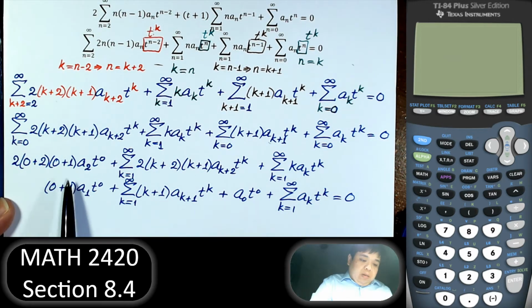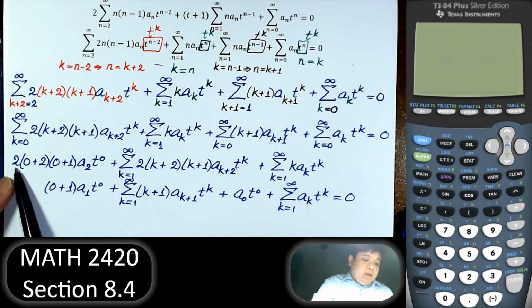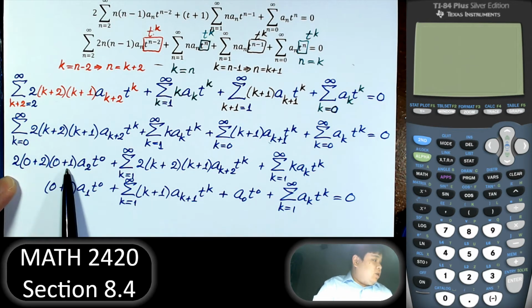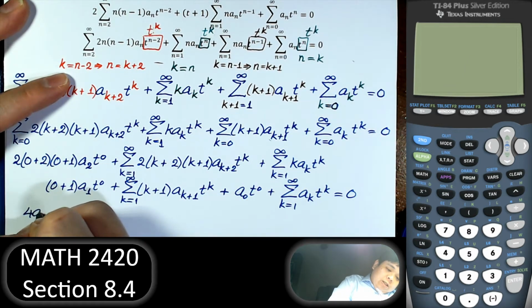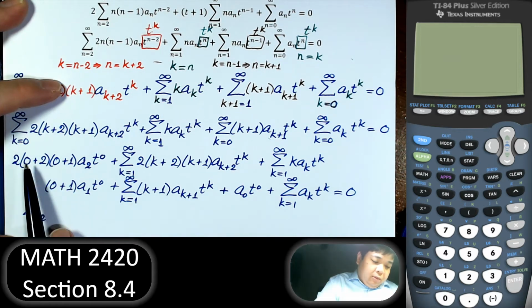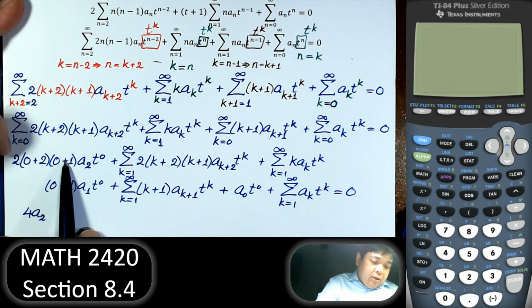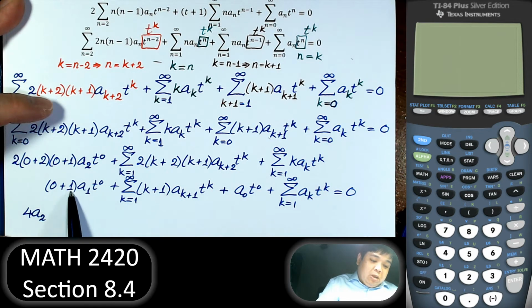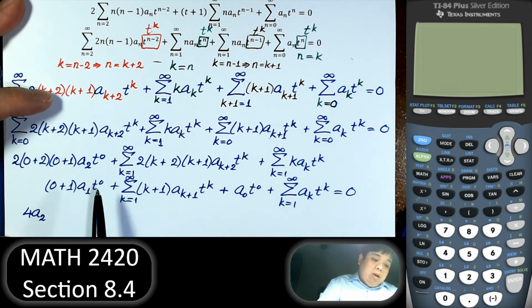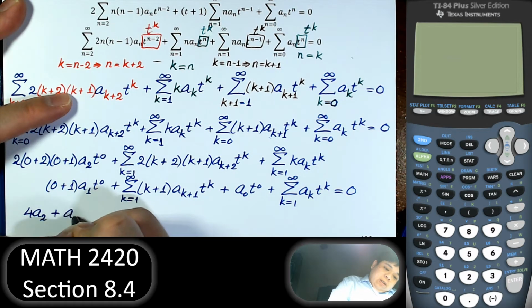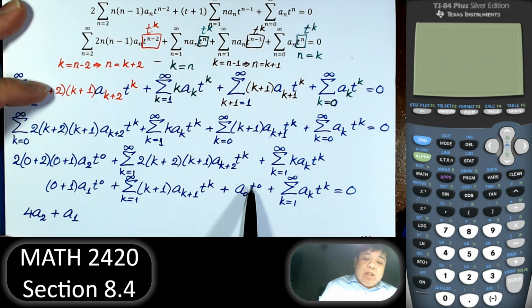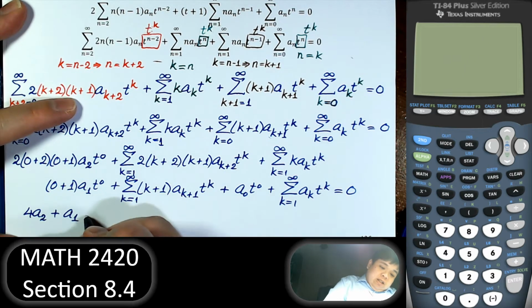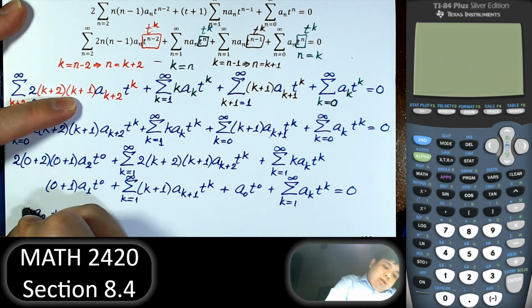Right, now let's group the isolated terms. We have 2 times 2 times 1, so that is going to be 4 a sub 2. t to the 0 power is 1, so 4 a sub 2. And then this isolated term is a sub 1, t to the 0 power is 1, so we just have a sub 1. And then t to the 0 power is 1, so we just have a sub 0. So those are all the isolated terms.